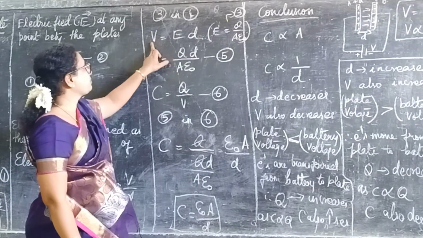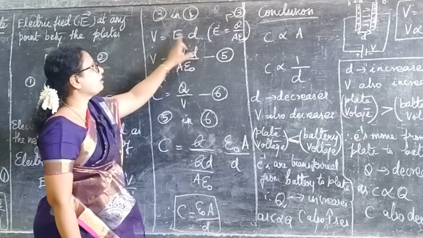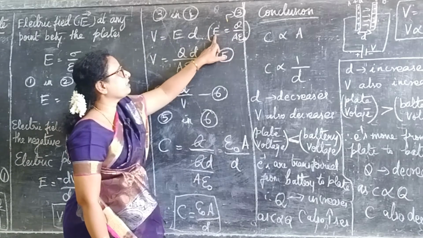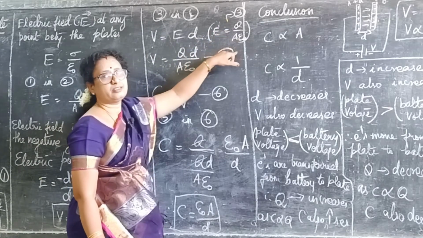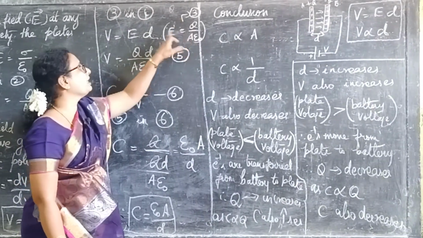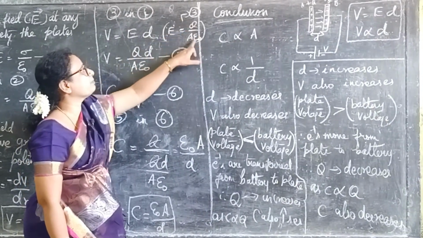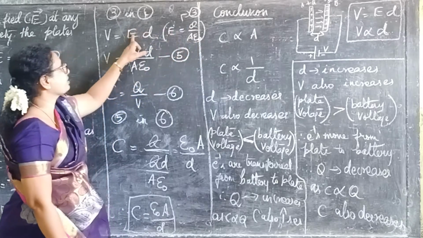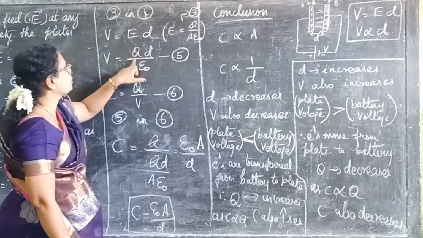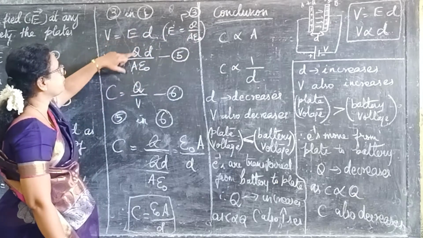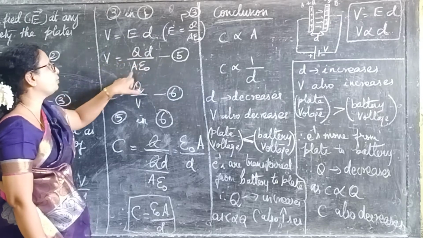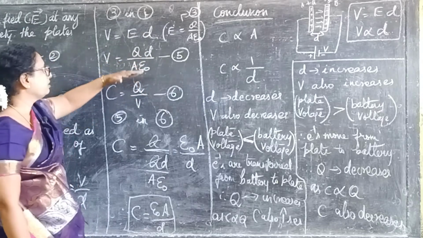Now, we have got the expression V is equal to Ed. Already we have derived equation 3, I have written here once again. Electric field E is equal to sigma by epsilon naught. For sigma we substituted Q by A. So, E is equal to Q by A epsilon naught. This E you have to substitute here. So, V is equal to, for E you substitute Q by A epsilon naught, and d you write as such. So, you will have V is equal to Qd by A epsilon naught.